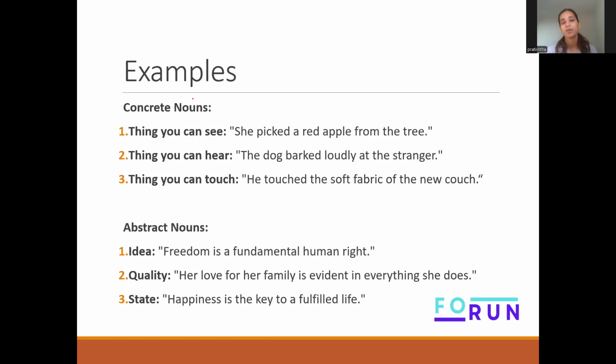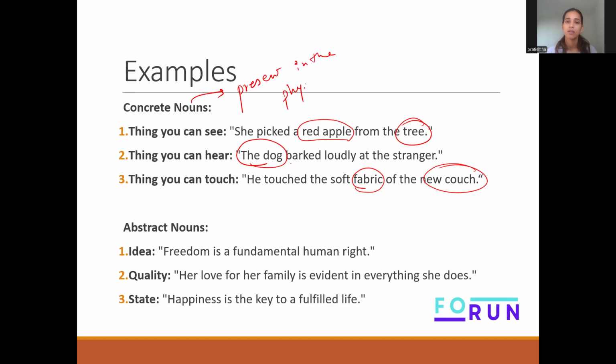Then we have concrete nouns. Concrete nouns are usually concrete in nature. If you know what concrete is, the cement, it is cemented, it is proper, you can touch it. The things you can see: she picked a red apple from the tree. So red apple and tree. Things you can hear: the dog barked loudly at the stranger. So the dog, you can hear the dog, right? Things you can touch: he touched the soft fabric of the new couch. All these are concrete nouns because you can touch, hear, or see them. They are present in the physical world. It needs to be present in the physical world. Really excuse my handwriting because I'm trying to write a little bit faster here, but I hope you can understand.